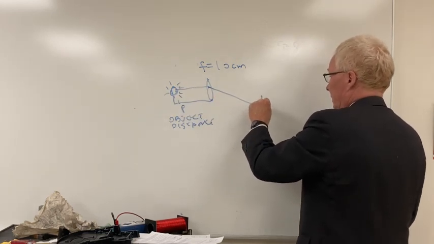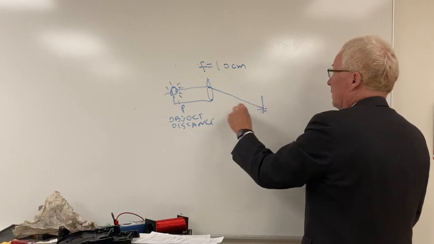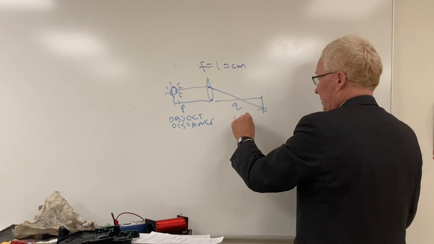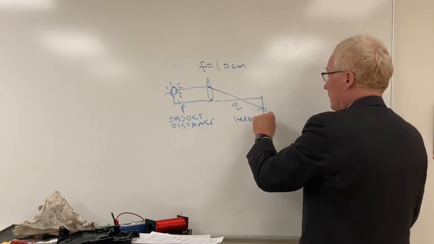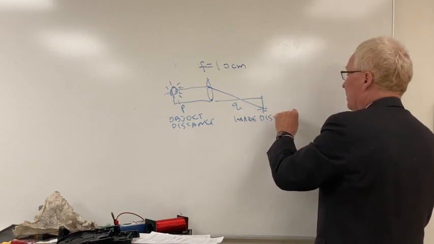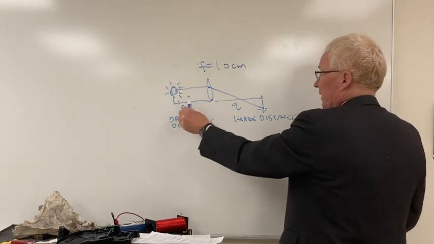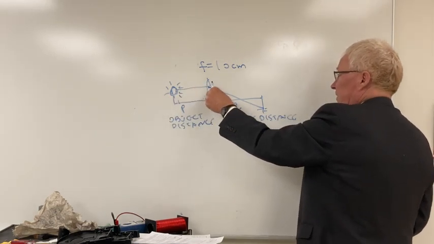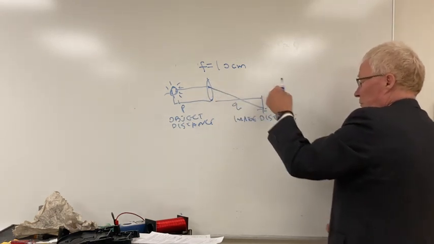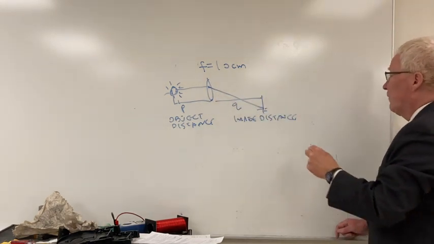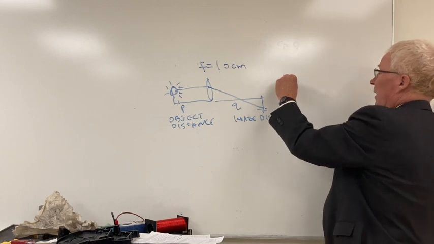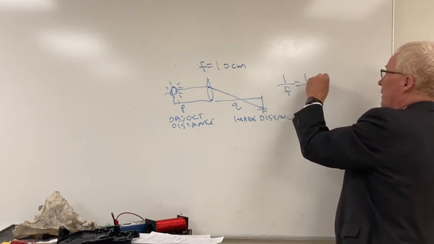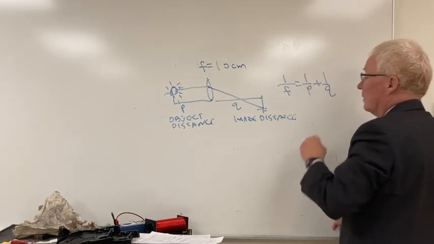It will form an image, inverted. We call this Q the image distance. The object distance is the distance from the source to the lens, and the image distance is from the lens to the screen. And the lens formula is given by 1 over F is 1 over P plus 1 over Q. All right?